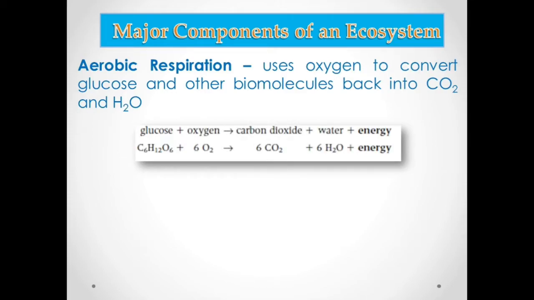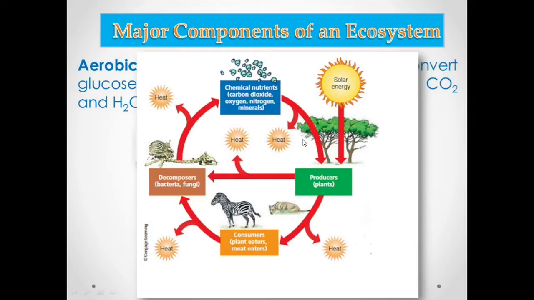So this process is the opposite of photosynthesis. In photosynthesis, you have carbon dioxide, water, and solar energy, so that you produce glucose and oxygen. But in aerobic respiration, it's the opposite: if you have glucose plus oxygen, it will be converted back into carbon dioxide, water, and energy. That's why photosynthesis and aerobic respiration are an important application of chemical cycling.